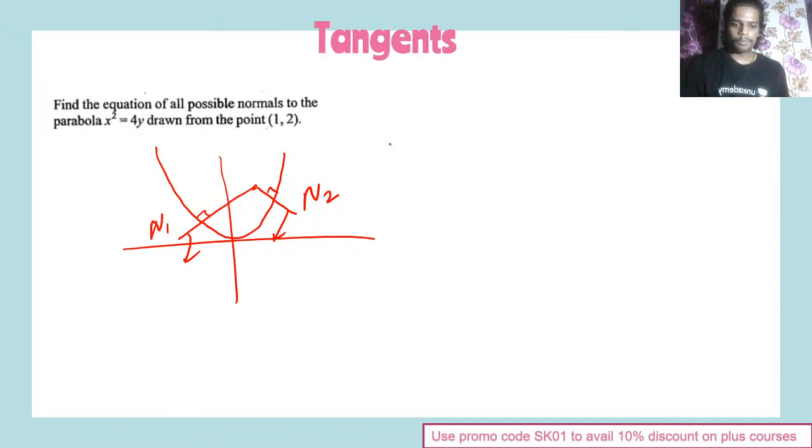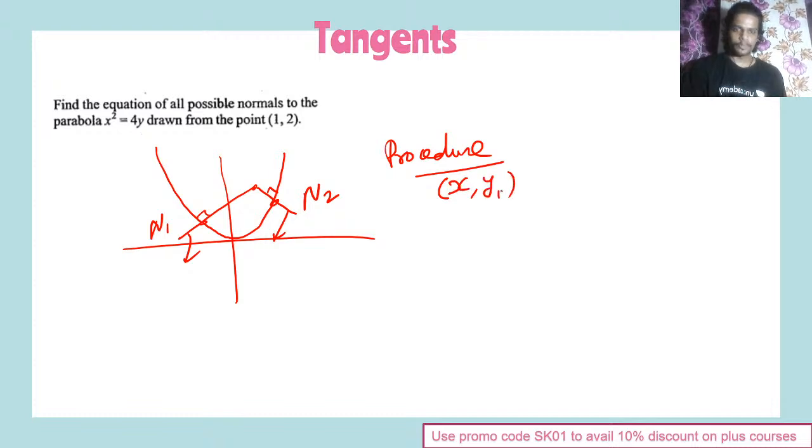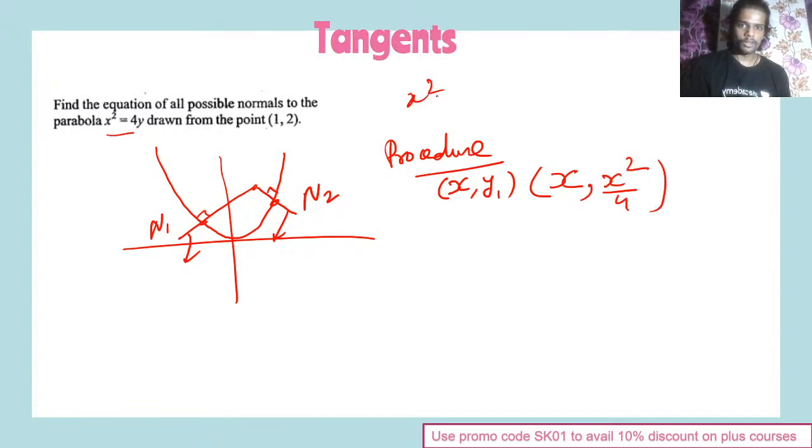So what is the procedure? First we have to calculate the point of contacts. Assume that the point of contact is (x1, y1). Since it lies on the parabola, if x is the x-coordinate of the point of contact, y would be equal to x²/4, because x² = 4y, so y = x²/4. So this is the point of contact.